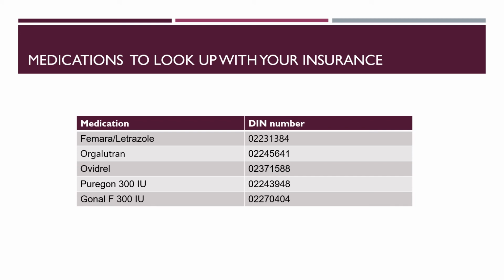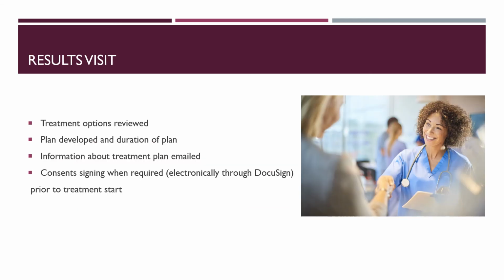Here are some examples of medications that might be ordered for you during your treatment. It's a good idea to check with your insurance to see if you have coverage for these medications, as fertility medications can be costly. At your result visit, the doctor will develop a treatment plan for you, as well as the duration of that plan, and then you will be sent information about your treatment plan by email. You may also be asked to sign consents through DocuSign prior to starting your treatment.